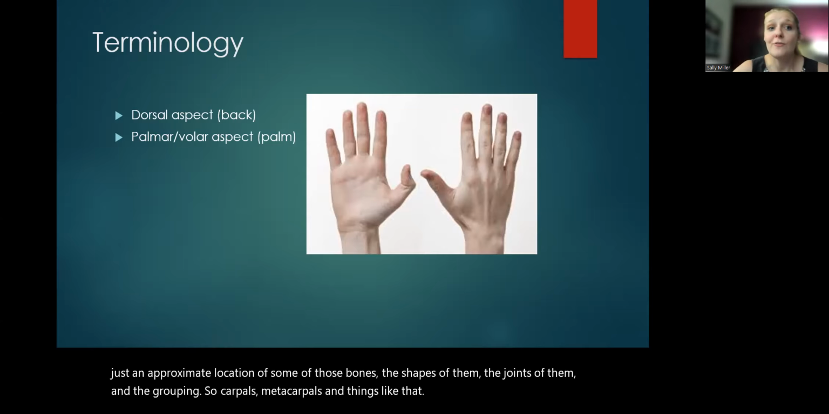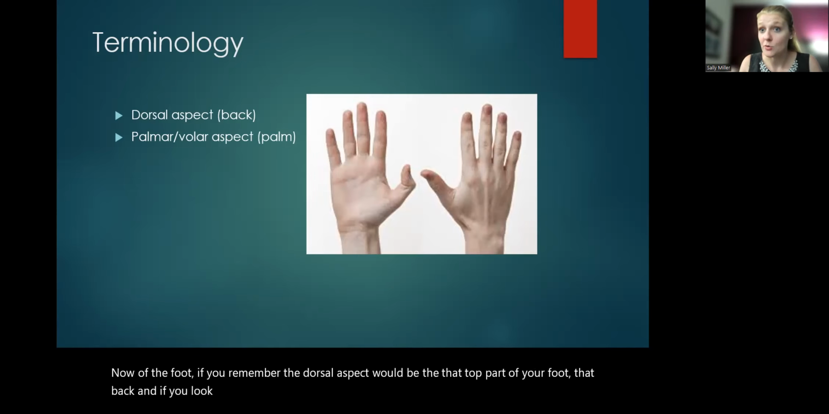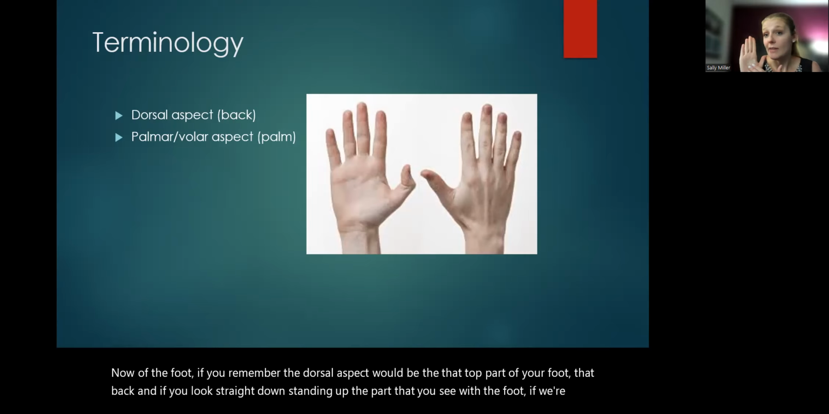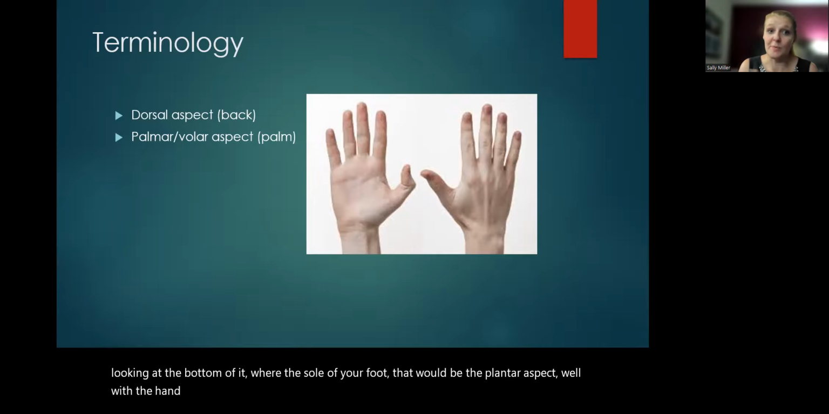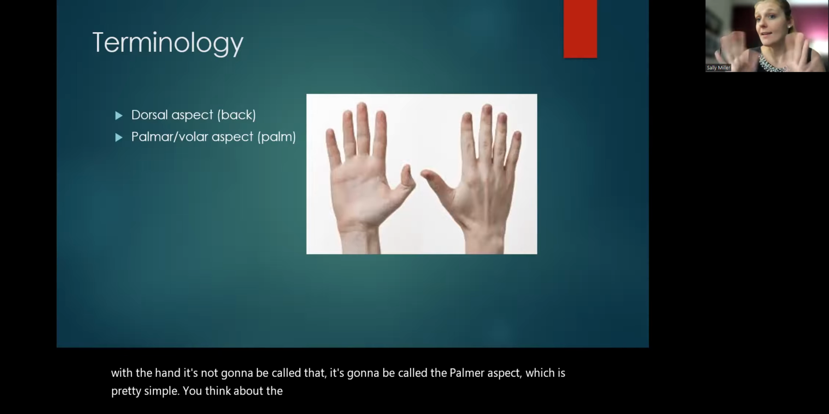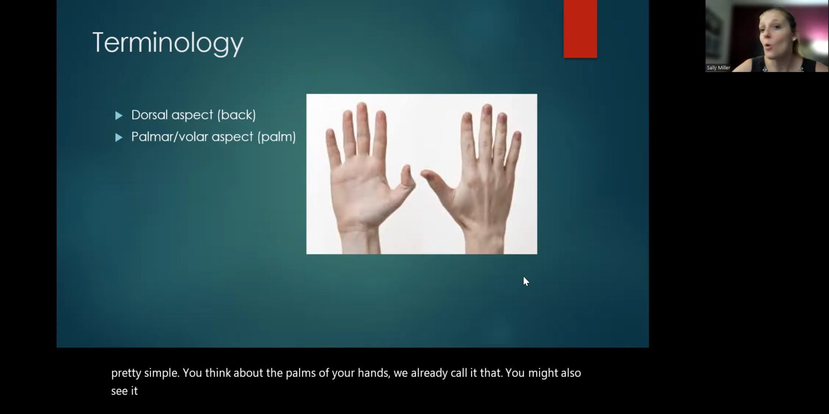Now of the foot, if you remember, the dorsal aspect would be that top part of your foot. If you look straight down, standing up, the part that you see. With the foot, if we're looking at the bottom of it or the sole of your foot, that would be the plantar aspect. Well, with the hand, it's not going to be called that. It's going to be called the palmar aspect, which is pretty simple. You think about the palms of your hands, we already call it that. You might also see it referred to as the volar aspect. Means the same thing. Palmar is going to be used more frequently.